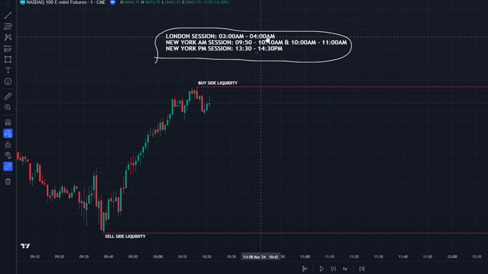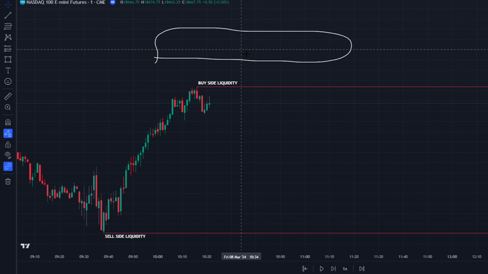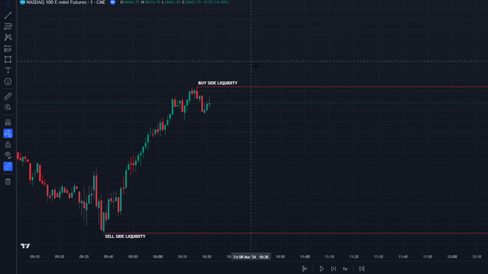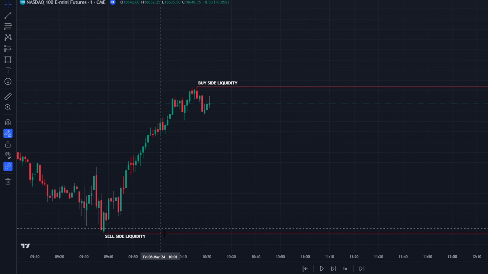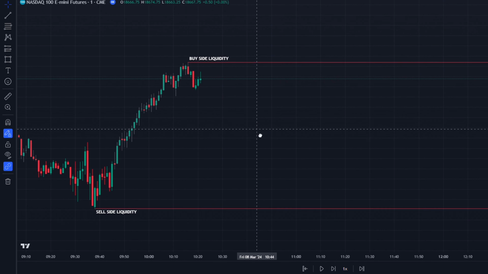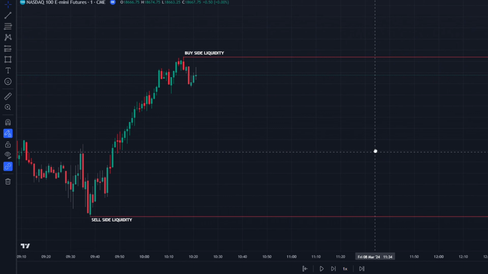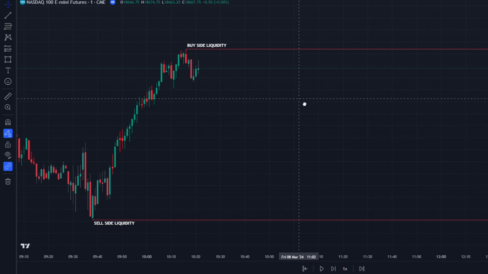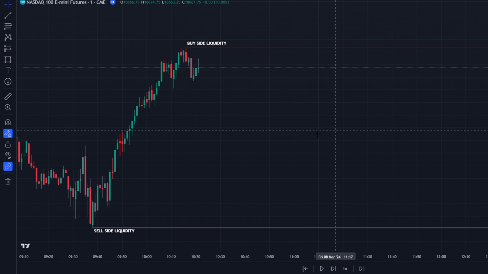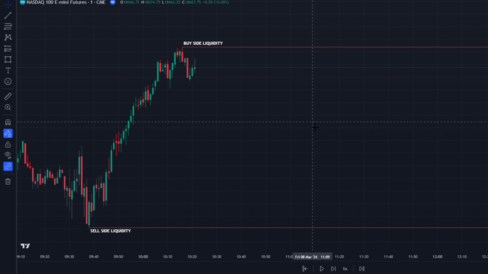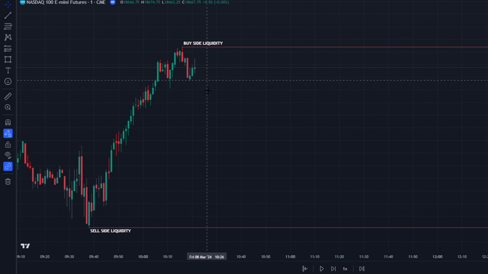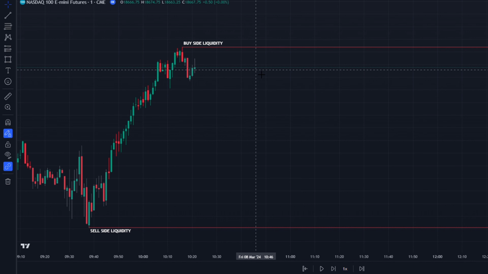Getting into this New York AM session, I've marked out buy side and I've marked out sell side, and I'm looking for these levels to be swept, either sell side swept or buy side swept, going into the New York AM session. And then I'm going to look for, like I've previously shown you at the start of the video, a displacement, a fair value gap, and either enter off the fair value gap or an order block or a breaker block, and then target the opposing liquidity. So let's see what we get.